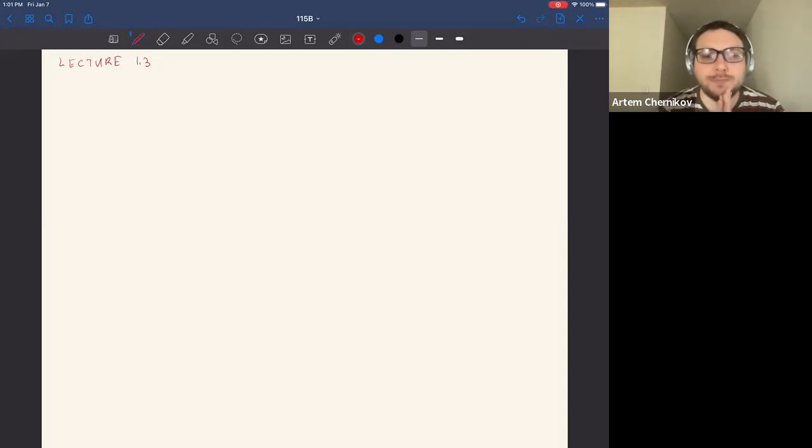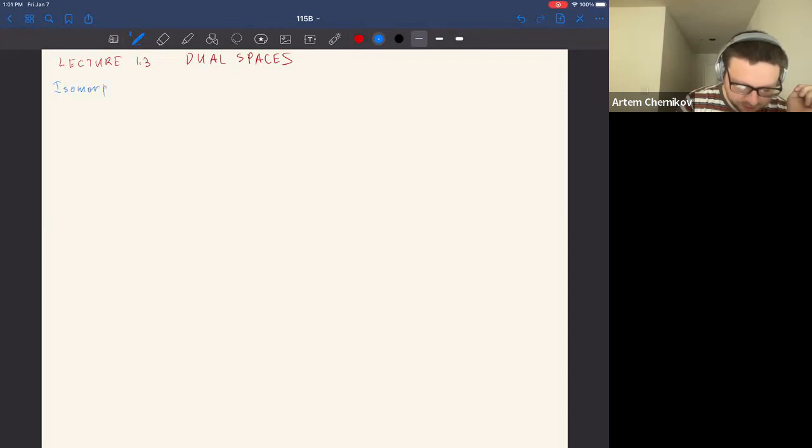Okay, so today we will discuss dual spaces. Okay, dual spaces. Before this, I want to quickly remind you about isomorphisms of vector spaces. Okay, so definition. Again, this is something that has already appeared in 115A, but this is the last piece of the review material for now. We'll be reviewing some more later on, but for now, that's it.